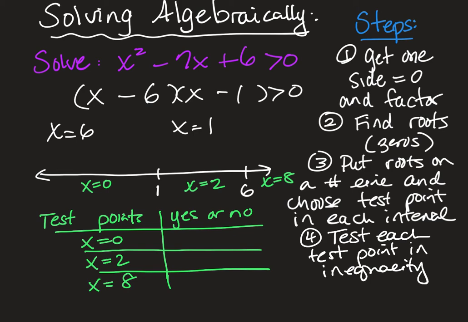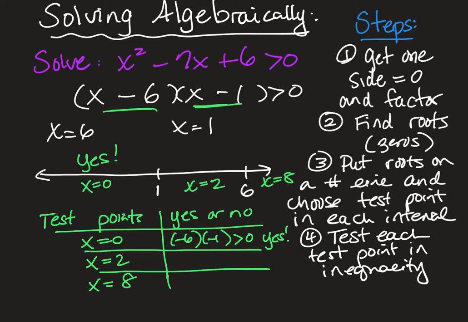So when you test 0, you can test it up here in the factored form, or you could test it up in the original one, whichever one you find easiest. I think I'm going to put 0 into the factored form. When I put in 0 minus 6, I get negative 6, and 0 minus 1, I get times negative 1. So is that greater than 0, is my question. If I multiply that out, I'm really looking just for the sign. I don't actually care what the number is, but if I do that out, I get a positive, and that is greater than 0, so this is a yes.